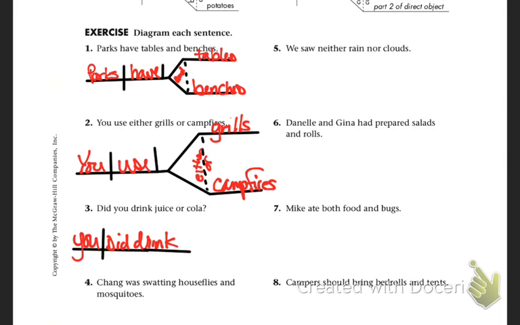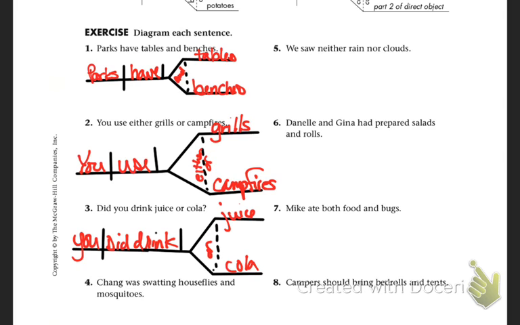Did drink what? So I need that subject predicate, right? Or not subject predicate, the direct object line. Now I need my conjunction triangle because I have the word or in there, right? Yeah. Dot, dot, dot, dot, dot. Or juice, cola. Okay?